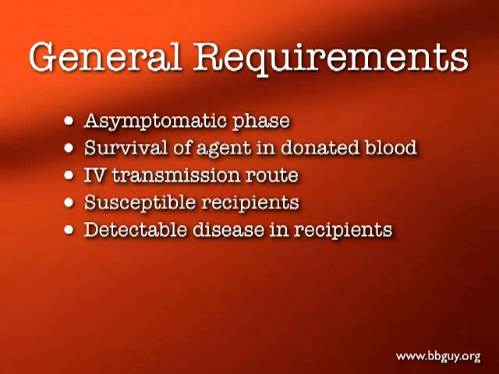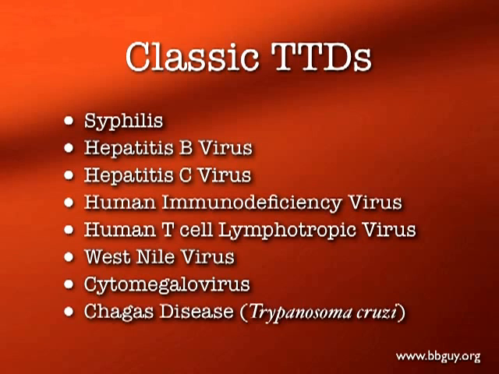With that in mind, let's move on and let's talk about what I call the classic TTDs. Now, classic is really a misnomer a little bit in this terminology, because some of these have not been around for that long, at least in terms of our knowing that they cause infectious disease. Some of the organisms that we're going to talk about today include syphilis, hepatitis B, hepatitis C, HIV, of course, HTLV, West Nile virus, CMV, and Chagas disease, or T. cruzi. I'm not going to say enormous amounts about some of these, because I'm going to try and focus on the most important ones, but we'll hit a little bit on all of them as we go through.